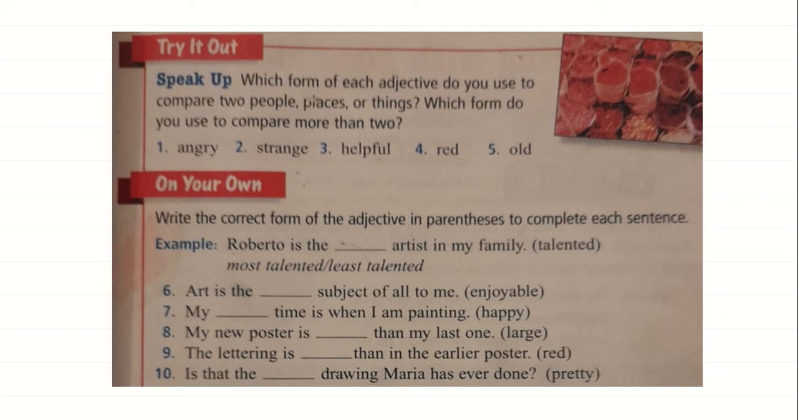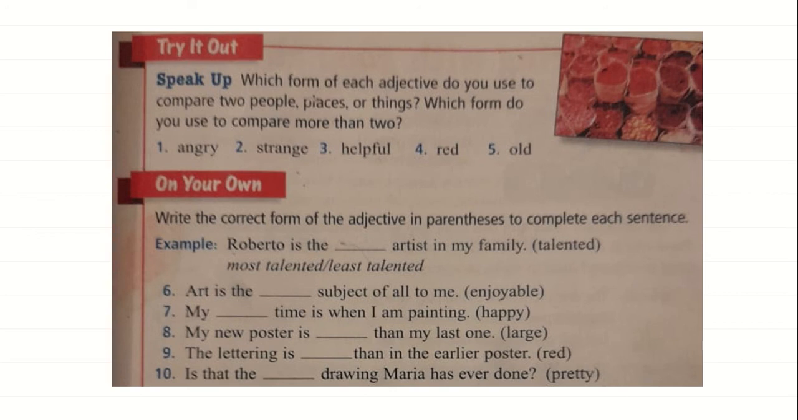Okay, I want you to write the adjectives on red, please. Art is the subject of all to me. Enjoyable. It's a long adjective. So you will write more enjoyable, most enjoyable. My time is when I am painting. Right here it is not comparing, it's just describing. My happy time is when I am painting.